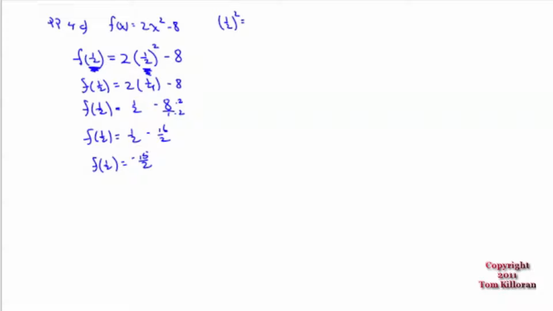Ta-da. What's x equal to? 1/2, because it replaced this x up here. So x equals a half. What's y equal to? Negative 15 halves. So if you're going to write this as a coordinate, the x coordinate would be a half, and the y coordinate would be negative 15 halves.